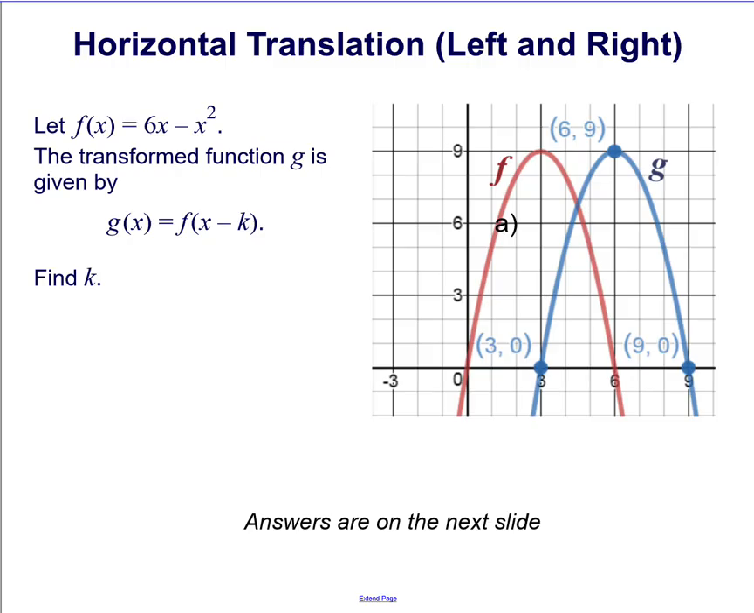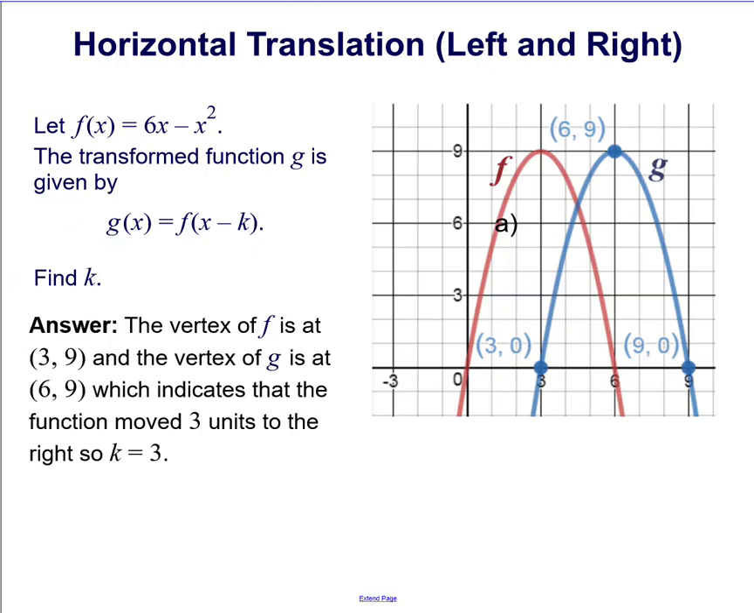In this example, we're going to let f of x equal 6x minus x squared. The transformed function g is given by g of x is equal to f of x minus k. Our goal is to find k. And here's the answer. The vertex of f is at 3, 9. Now 3, 9 is located right here. And the vertex of g is at 6, 9 right here, which indicates that the function moved 3 units to the right, so the value of k is equal to 3.